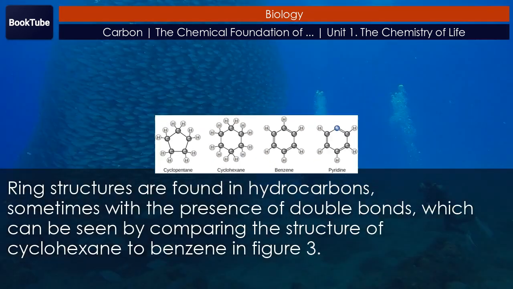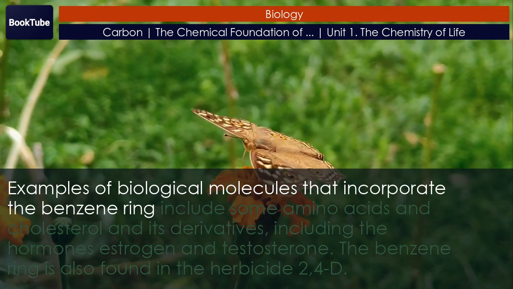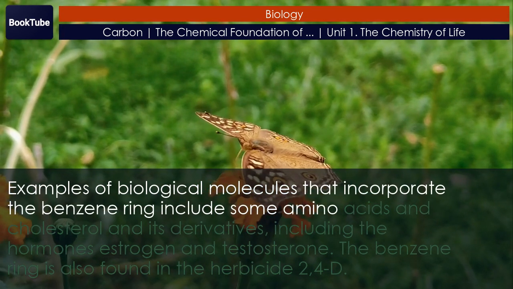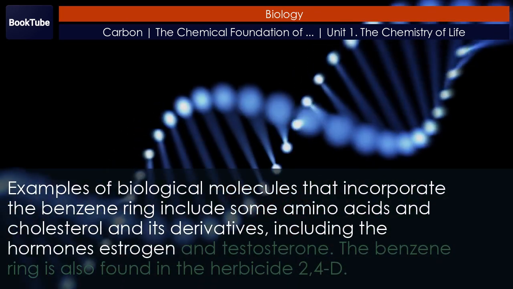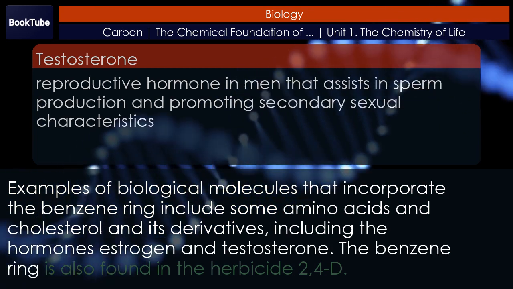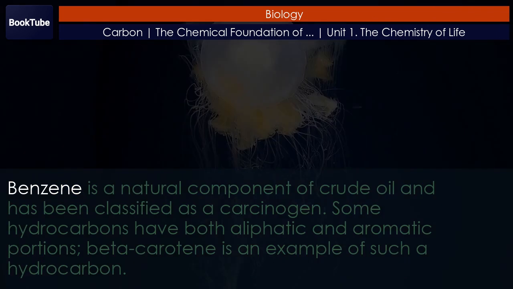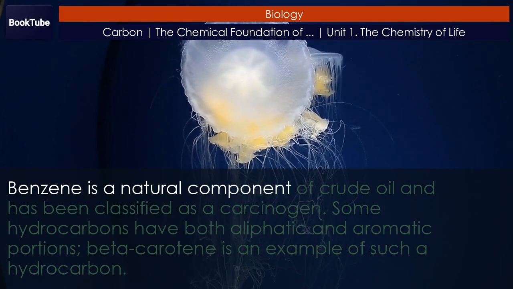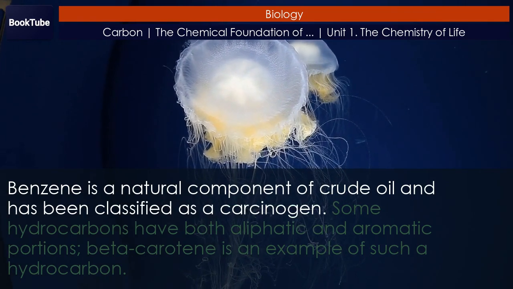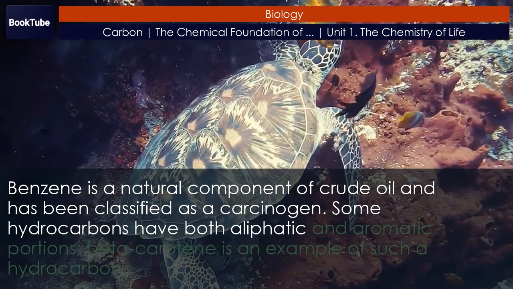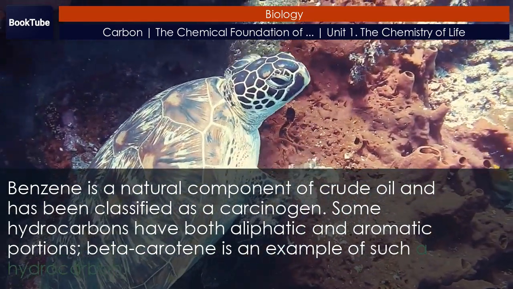Examples of biological molecules that incorporate the benzene ring include some amino acids and cholesterol and its derivatives, including the hormones estrogen and testosterone. The benzene ring is also found in the herbicide 2,4-D. Benzene is a natural component of crude oil and has been classified as a carcinogen. Some hydrocarbons have both aliphatic and aromatic portions. Beta-carotene is an example of such a hydrocarbon.